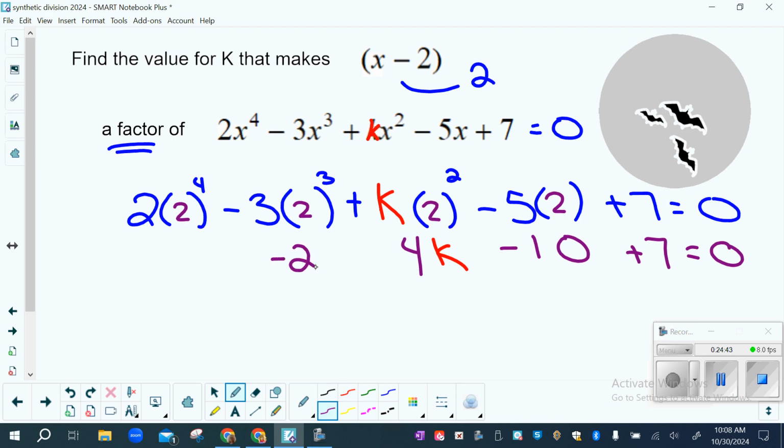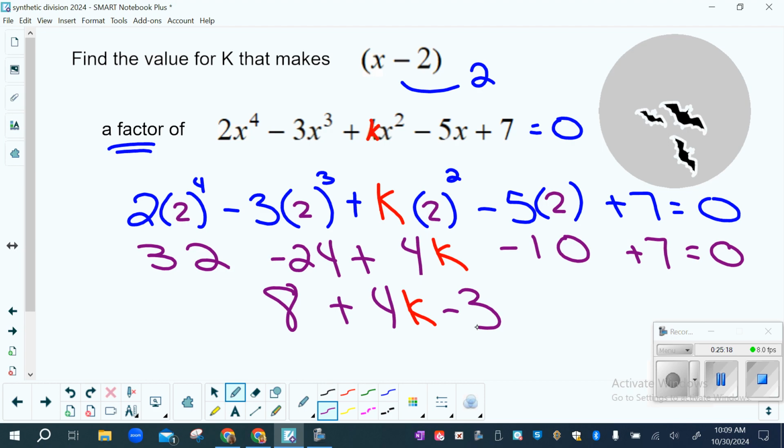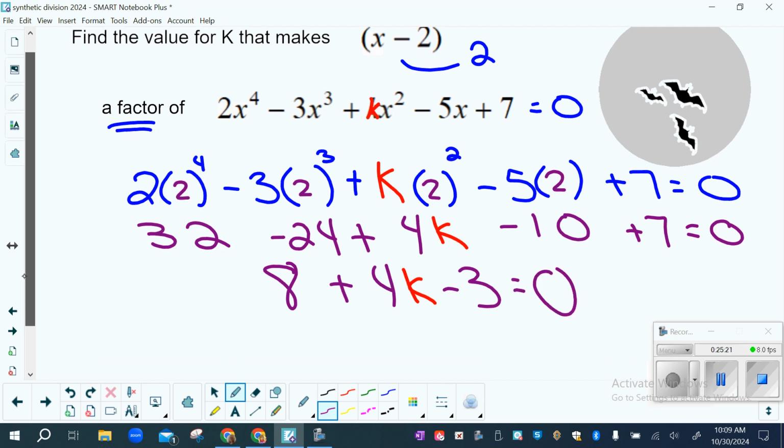And finally, let's be really careful here. 2 times 2, times 2, times 2, and then times 2 one more time. 32. There we go. So here's what I would like. Tell me, what is 32 take away 24? That's my girl. 8 plus 4k. And what is negative 10 and 7? Negative 3 equals 0. We're almost home.